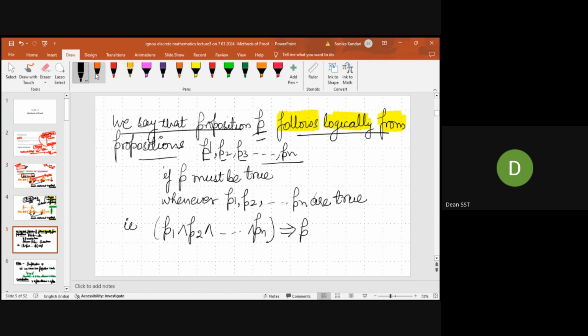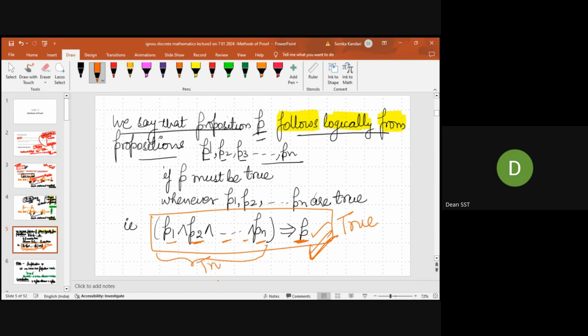Proposition P follows logically from propositions P1, P2, P3 up to PN. How can we write this? We can write this like P1 and P2 and P3 and P4 up to PN imply P. We say that proposition P follows logically from the propositions P1 to PN. Is it clear? So P must be true when these propositions are true.